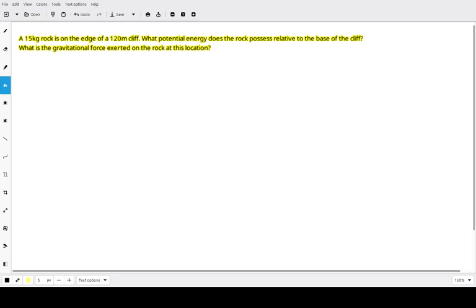The big idea here is gravity does two related things. One, potential energy tells you how much energy the rock has because it's high up. And two, the gravitational force tells you how hard Earth is pulling on it right now. They're connected, but not necessarily the same thing.